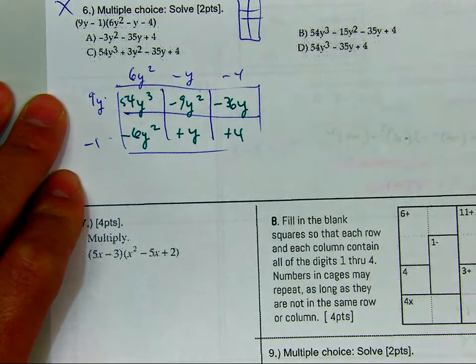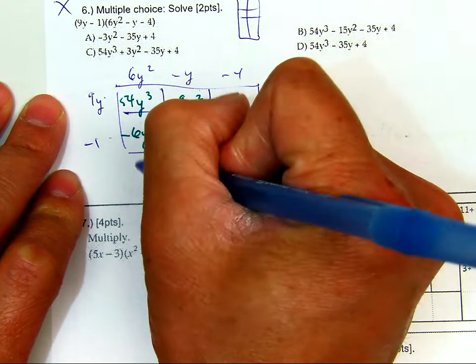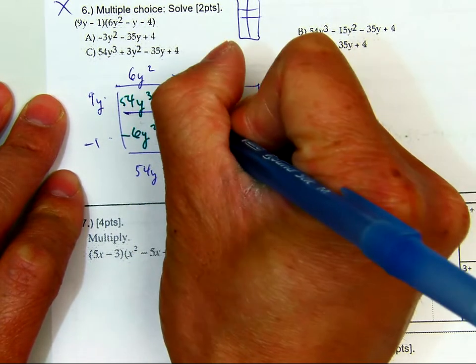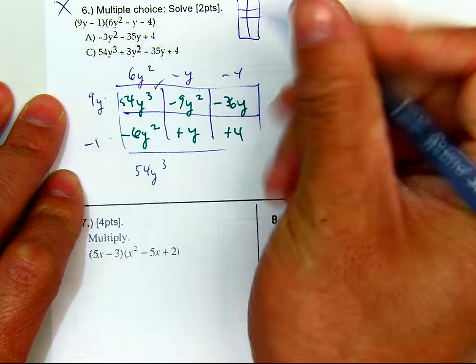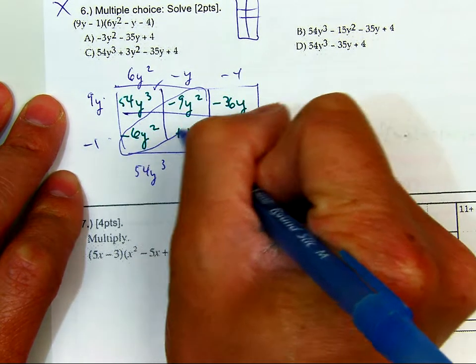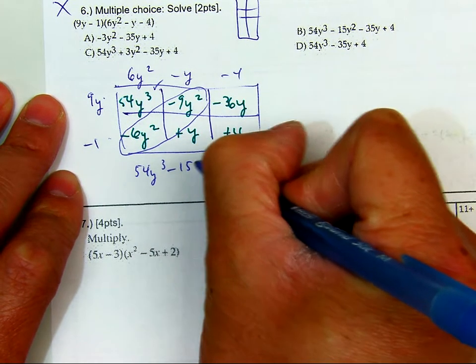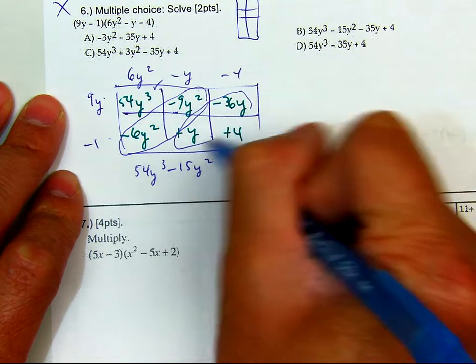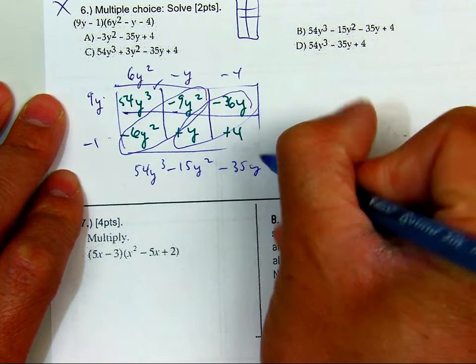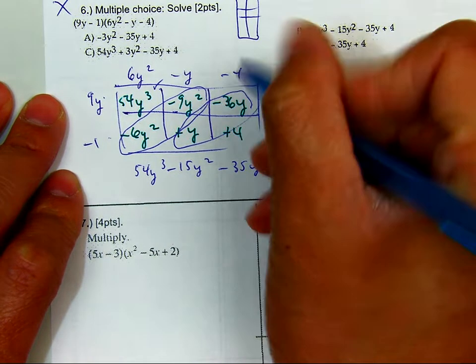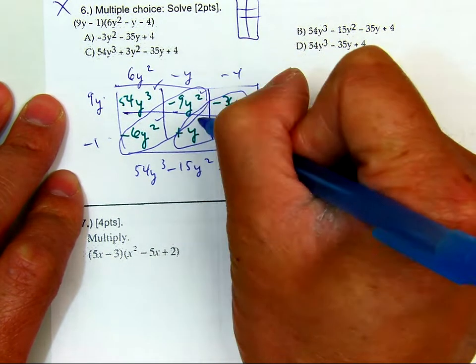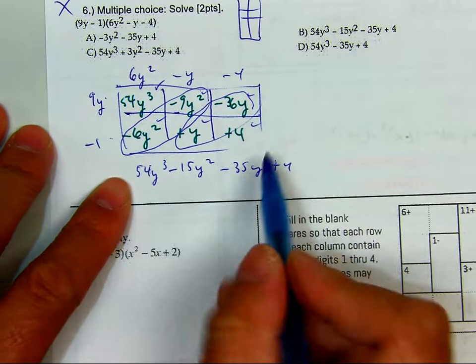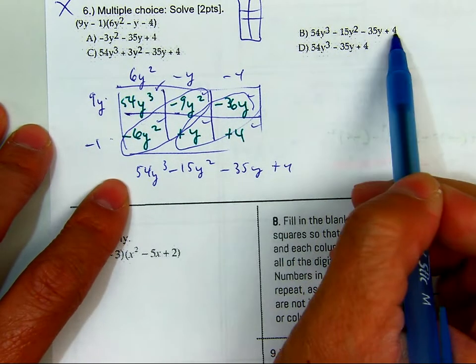Let me show that to you. So I have 54y to the third. And once it gets a lot busier, then I start checking things off. That helps me. These are like terms, so it's negative 15y squared. So I'm adding the numbers in front. Negative 35y, and then this plus 4. So I did these and these and that. So I have 4 terms. That looks like my candidate.